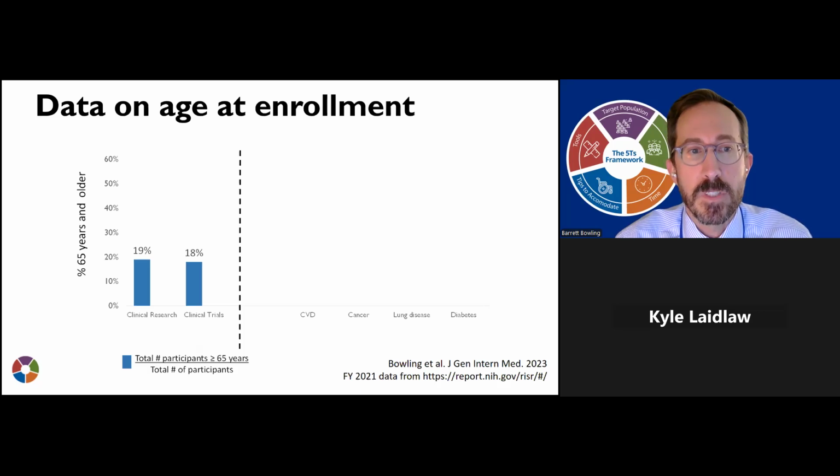Shown here are the percentage of people 65 years and older who are part of NIH-funded research studies in 2021. What we're seeing here is that clinical research studies and clinical trials, a subset of those, included 19% and 18% people 65 and older. The way we calculate these is the total number of participants who are 65 years and older divided by the total number of participants. And just to give you some context, there's about 1 million people enrolled in NIH-funded research studies in 2021.